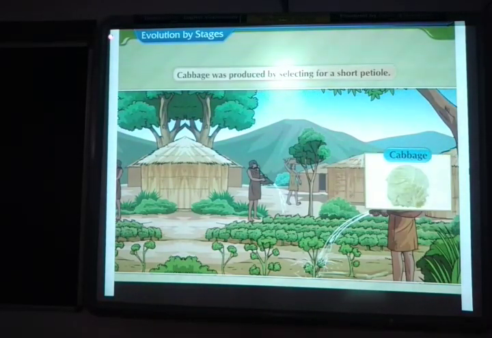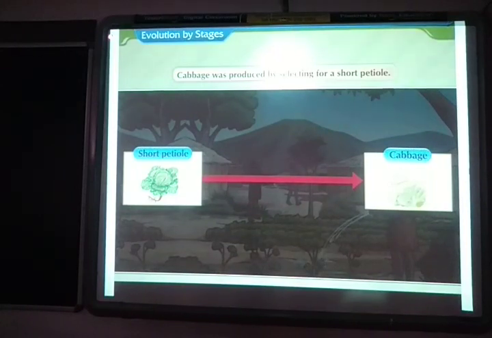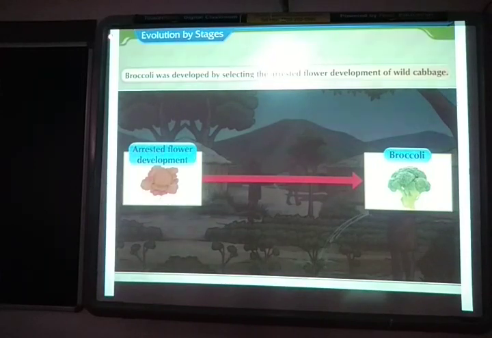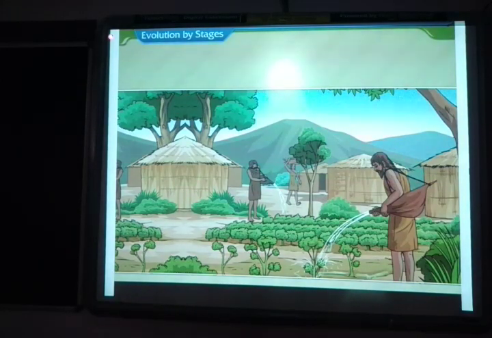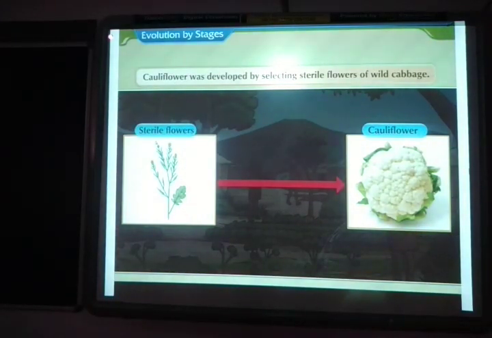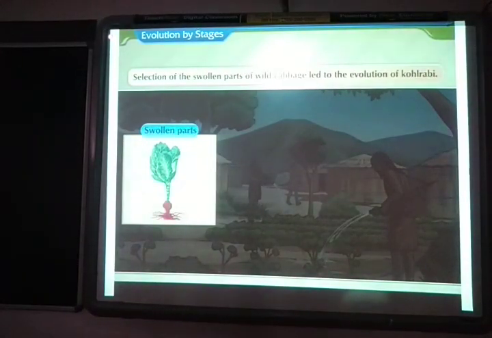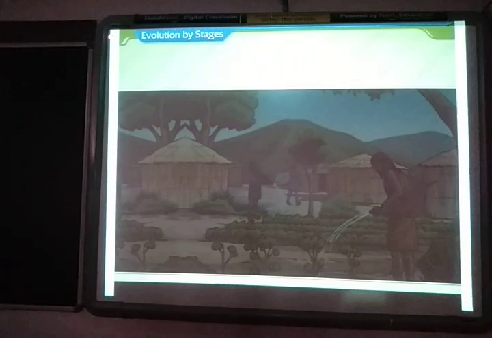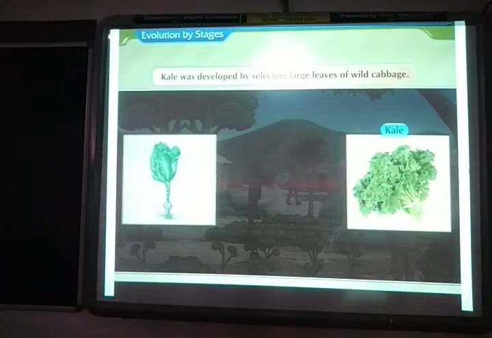Cabbage was produced by selecting for a short petiole. Broccoli was developed by selecting the arrested flower development of wild cabbage. Another variety, known as cauliflower, was developed by selecting sterile flowers in the wild cabbage plant. Selection of the swollen parts of wild cabbage led to the evolution of yet another variety known as kohlrabi. Similarly, kale was developed by selecting large leaves.